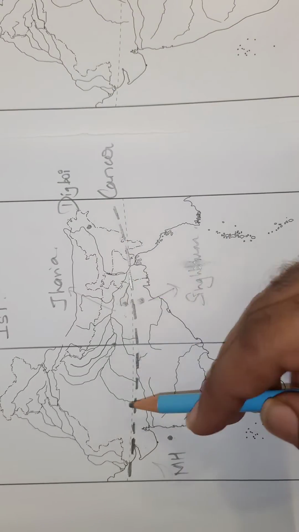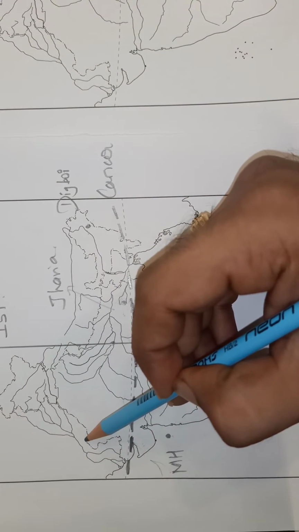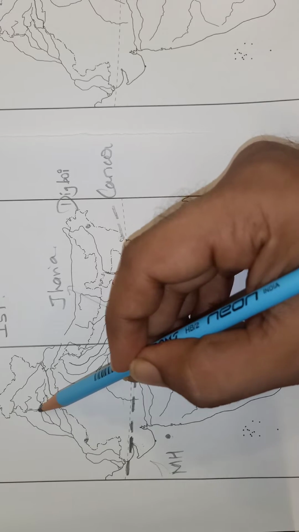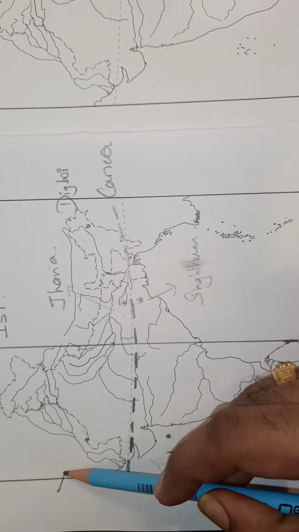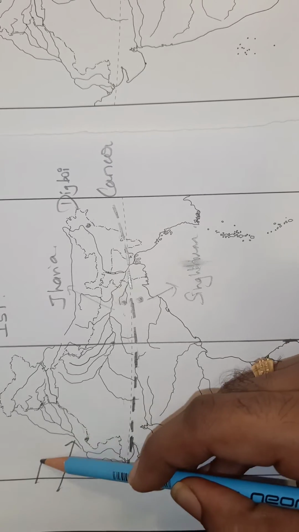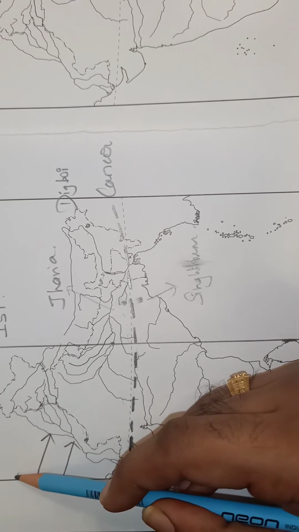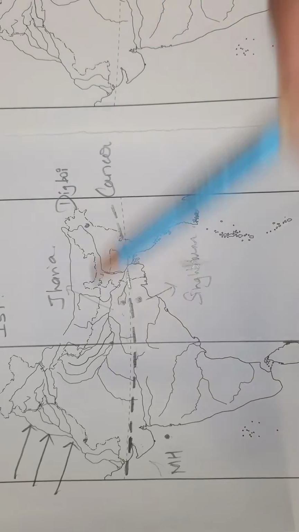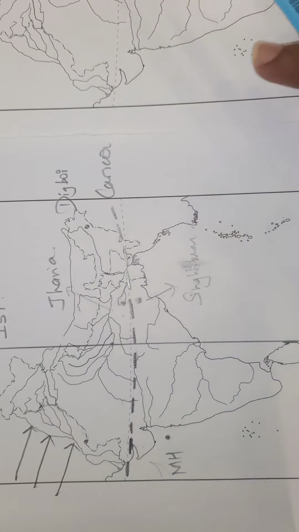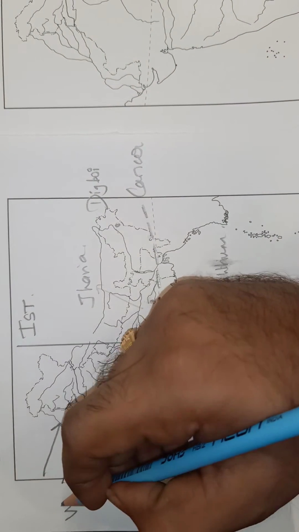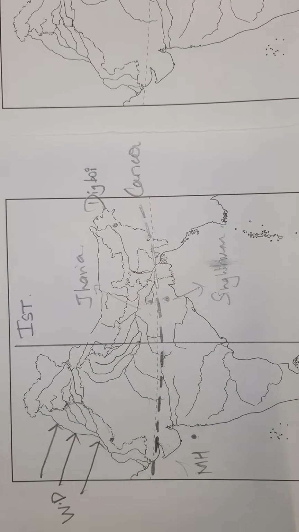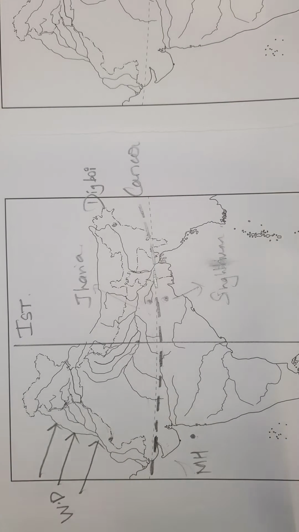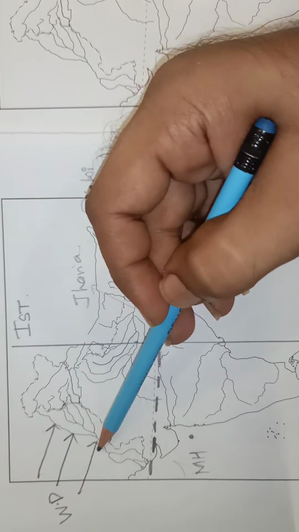First is the western disturbance. You can see this part which is going a little inside. There you have to mark 3 lines, 3 arrows. These winds are known as the western disturbance. Now what are western disturbances? These are the winds which are coming from the Mediterranean Sea towards India. So these are just the 3 arrows.